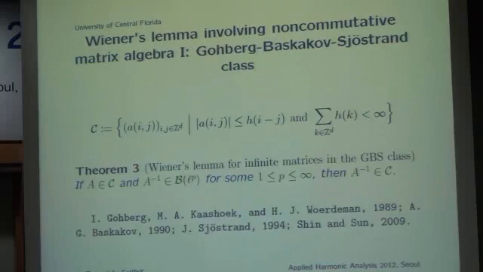matrix. This is now called the GBS class. This class is where the matrix is dominated by convolution operators. So h generates convolution operators. It's summable. It's quite similar: if a matrix is in the GBS class and is invertible, its inverse is also in that class. This is a direct generalization of the classical Wiener's lemma, because if a_ij is equal to h of i minus j, that's a special case. So the classical Wiener's lemma is a special case of these theorems.